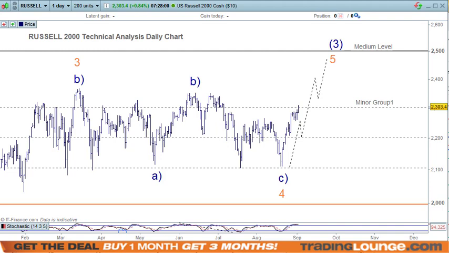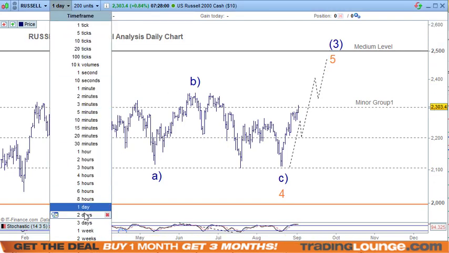And with the Russell here, as you know, we're looking at it like this. We've got wave 4 here, so we're looking for 5 waves in this move. We'll just go to the hourly chart and see how that's going.